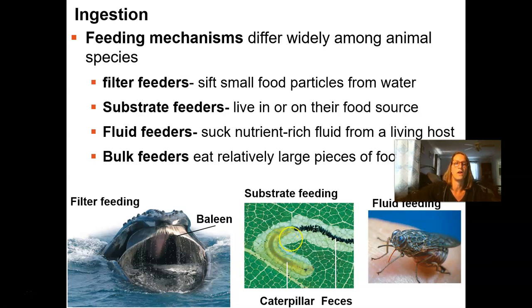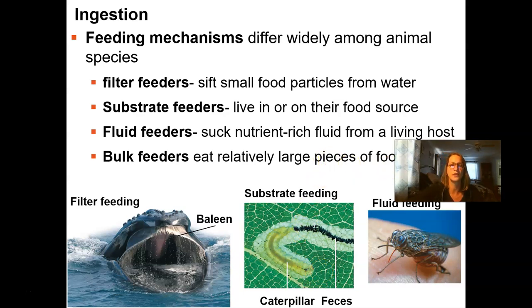Substrate feeders are organisms that live on or in their food source. So they are basically feeding on the thing that they are living on. An example of that would be a caterpillar living on a leaf, and it's basically eating the structure underneath it. You can see this is the feces, and here's a caterpillar. This is the leaf material, and it's just feeding on the leaf material and leaving feces.